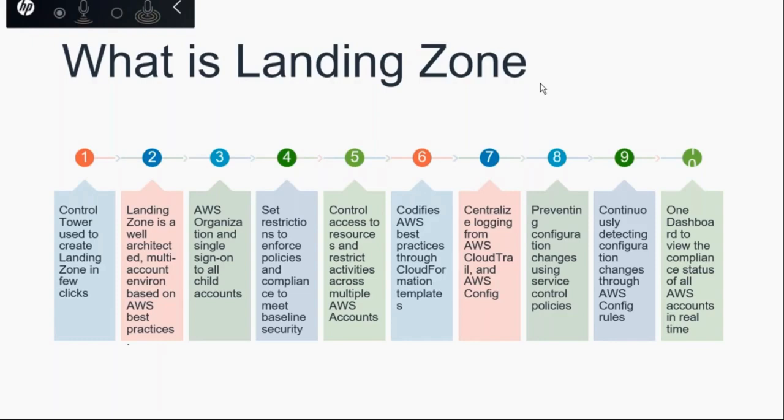The fourth one, it sets restrictions to enforce the policies. So Control Tower not only creates multiple accounts, parallelly it will create some rules and policies as well. Suppose I don't want my security group to contain any open port to the world. Let's say you create a Linux server, and if the SSH port is open to the world, that's it. Your server can be hacked very easily, right?